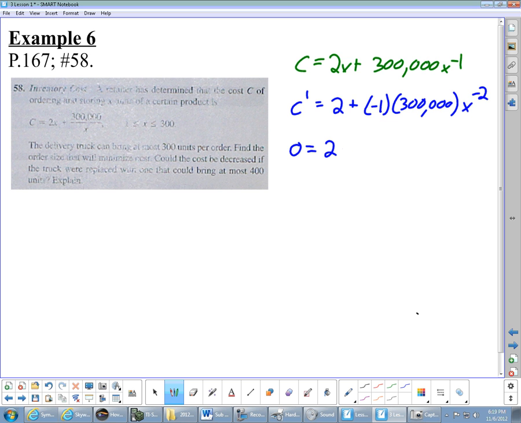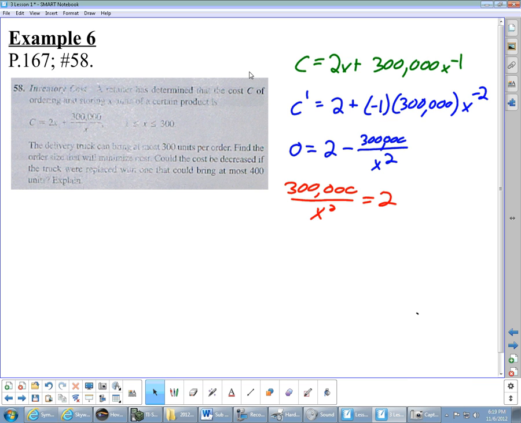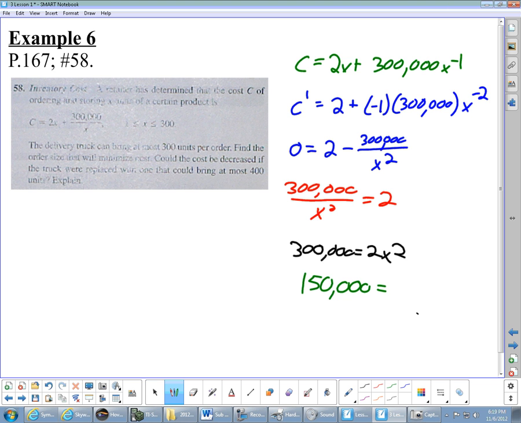So 2 minus 300,000 over x squared equals 0. Moving things to other sides of the equation, I get 300,000 over x squared equals 2, because I moved the negative term. Multiply both sides by x squared: 300,000 equals 2x squared. Good. And divide both sides by 2. So we have 150,000 equals x squared.